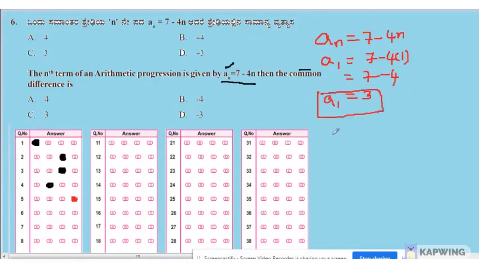And we are going to replace the n with 2 to get the second term. An is equal to 7 minus 4n. A2 is equal to 7 minus 4 into 2. So A2 is equal to 7 minus 4 2s are 8, which is nothing but -1. So second term is -1.